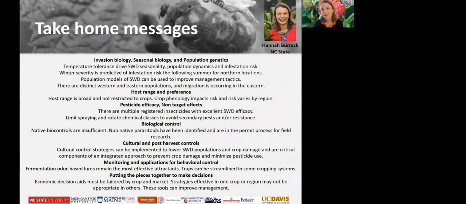Just a few take-home messages for each of the sections. I'm not going to belabor the point by reading through these, but these are useful synopses of all of the different topics that we covered.